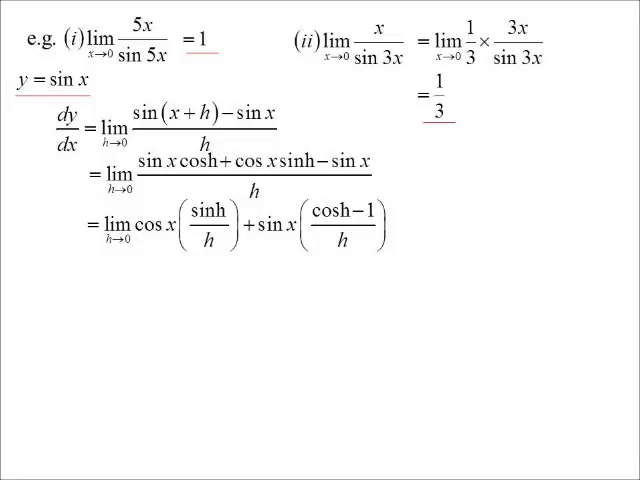So, okay. Now the sine x, I've got cos h minus 1 on h. That's a problem, because we said, remember the limit as h approaches 0 of cos h was 1, so we've got 0 on 0. So we're going to have to manipulate that second bit a little bit more.